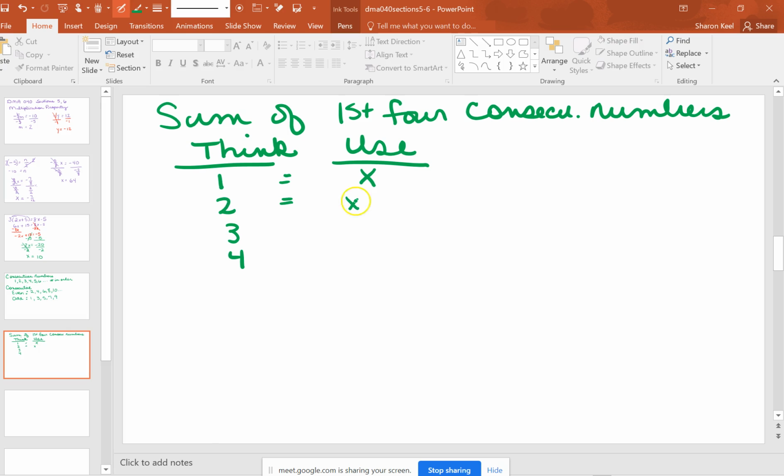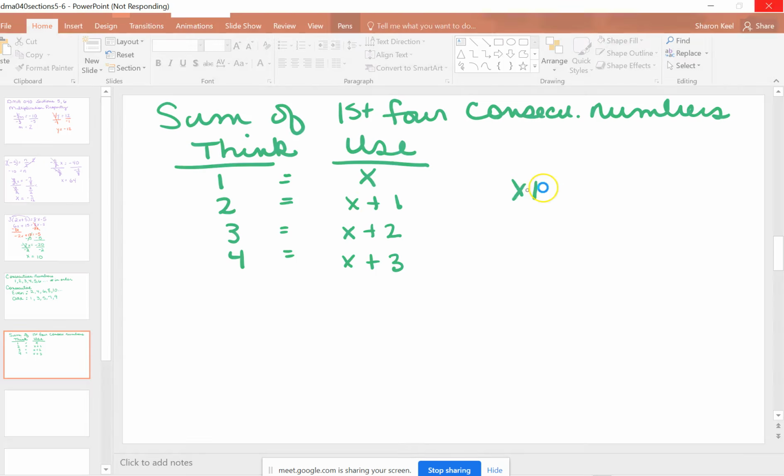How do I get 2? If x is 1, 1 plus 1 would give me 2. If x is 1, 1 plus 2 gives me 3. If x is 1, 1 plus 3 is going to give me 4. So these would be the values that I would be adding.